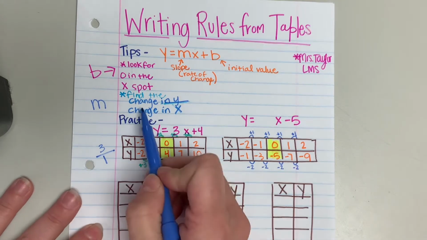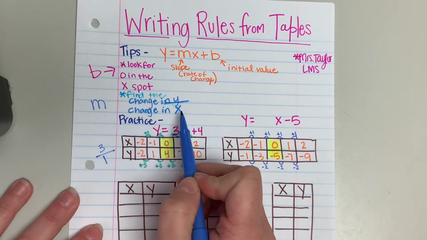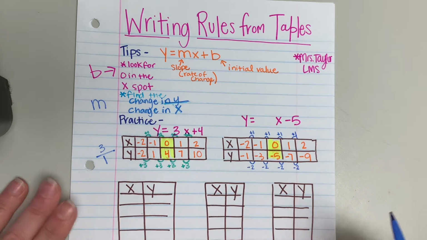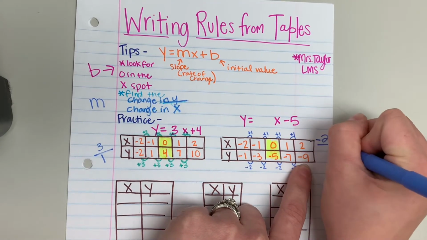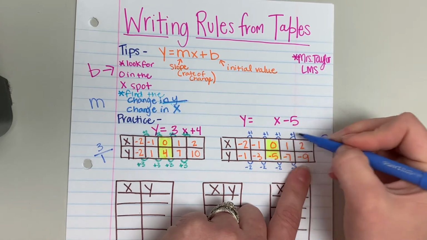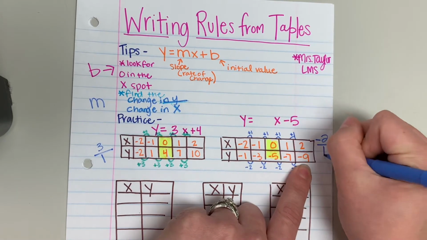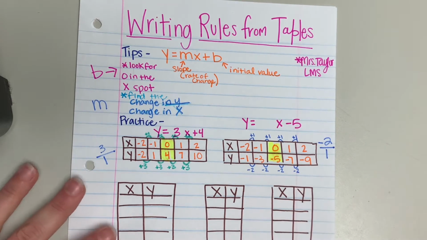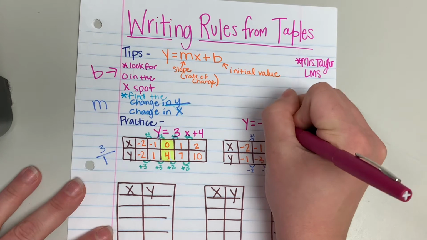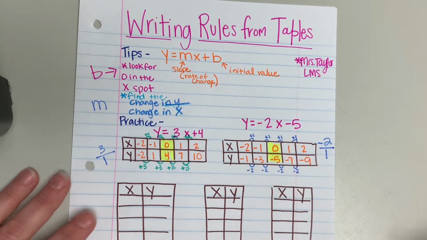Okay, so the change in y over the change in x, what is changing in y every single time? What is happening? -2 over what's happening on the top every time in the x's. 1. What is -2 over 1? -2. So your rule is y equals -2x minus 5.